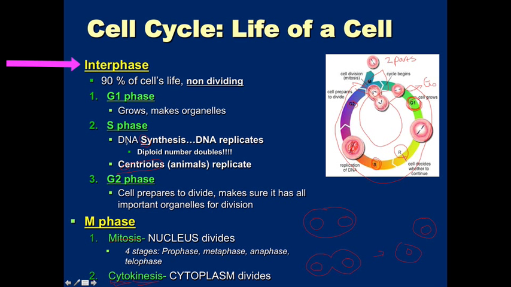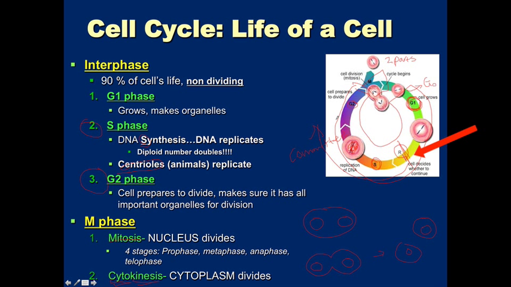Again, we have 2 major phases, interphase and M phase. Interphase is divided into 3 stages, G1, S, and G2. We only get to the S phase and G2 if the cell is going to divide. Once the cell leaves G1, once it goes past this checkpoint, it's committed. That means it is going to divide.